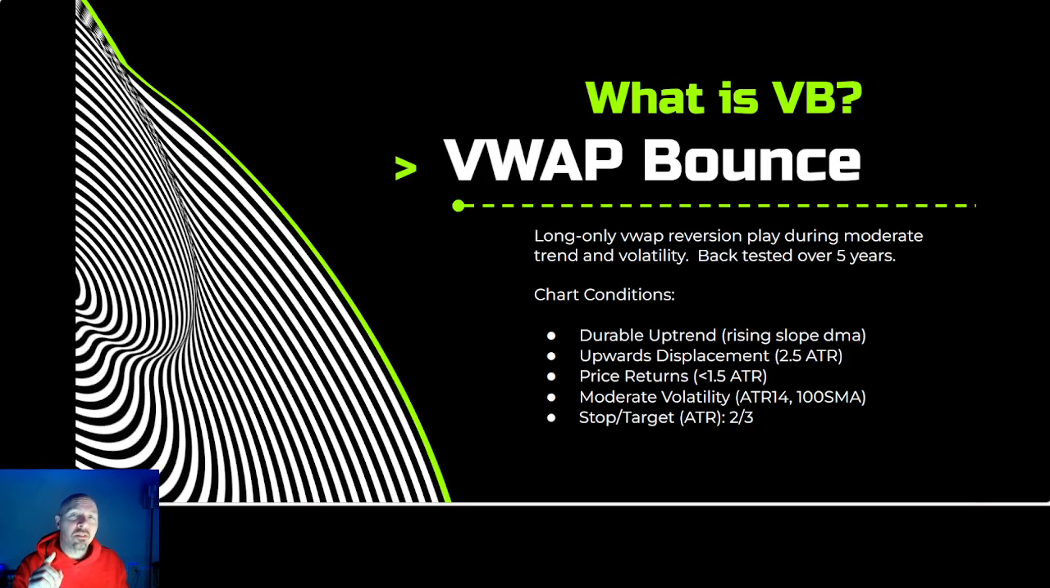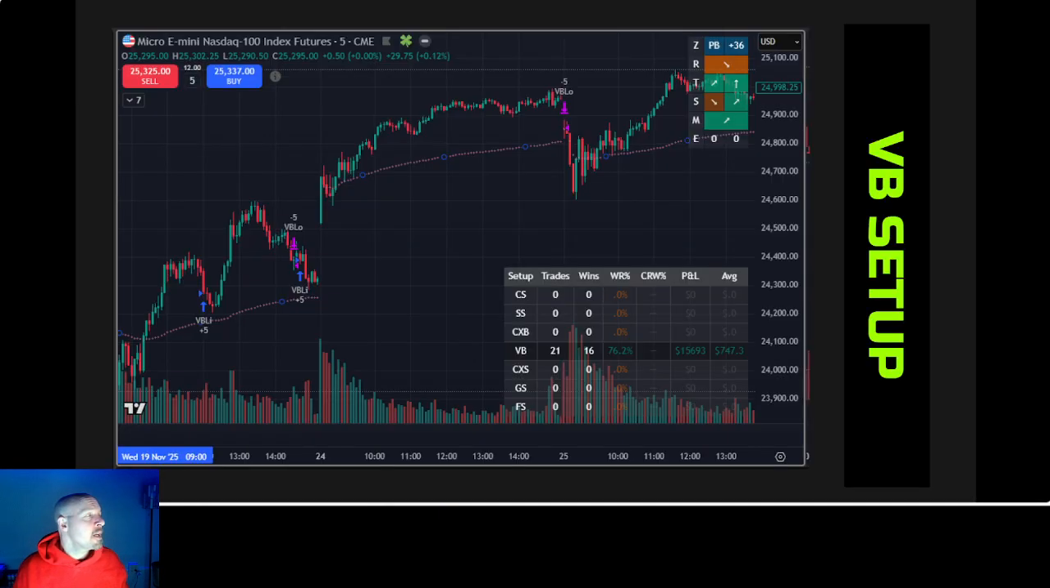This trade is long only. Do not try to find this one on the short side. For whatever reason, statistically, it only works long. Whatever the data says, I'm into it. So those are the conditions that we're looking for. You want to see it pull back into VWAP and then you go long. It's that simple. Here's what it looks like on a chart.